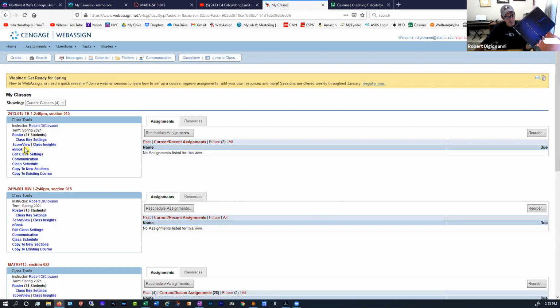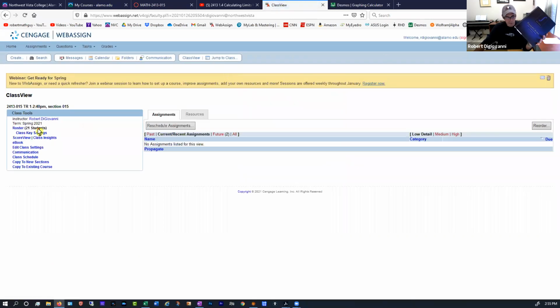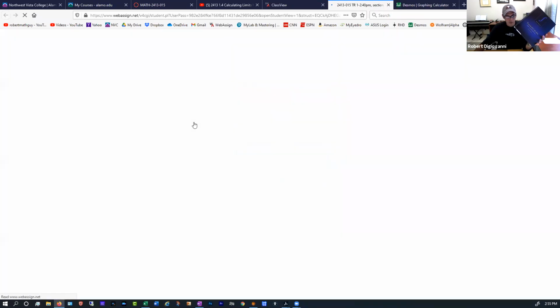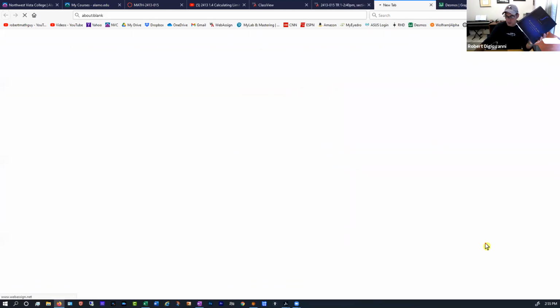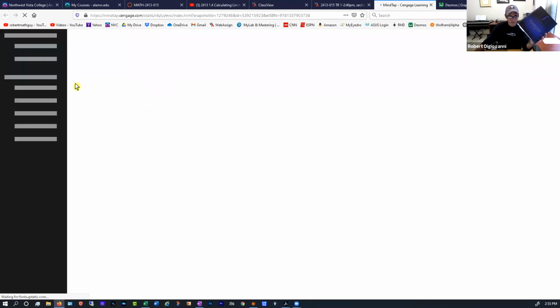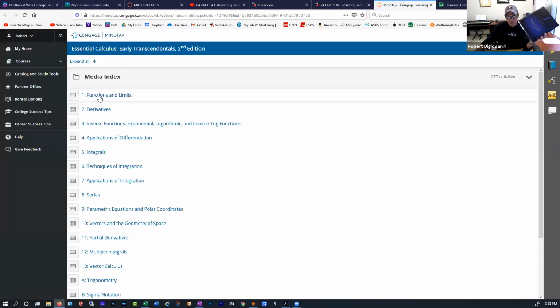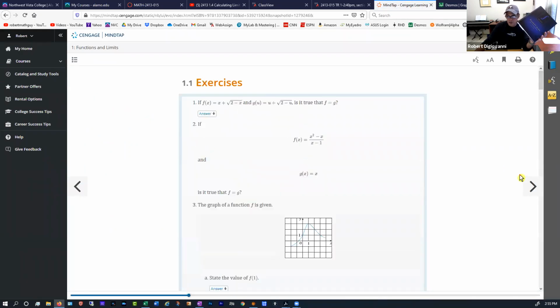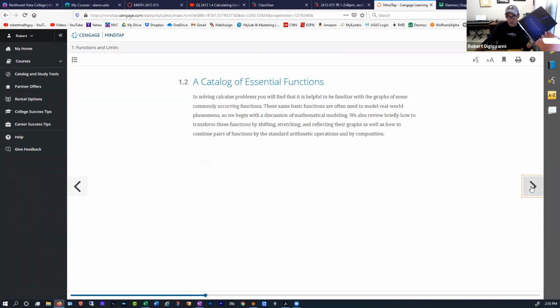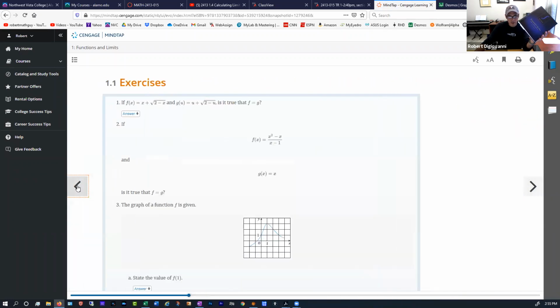So when you go in here as a student, it looks like this. There's no assignments or anything here. All you do is click on the ebook, and you go to whatever section it is to do the homework. And here are the exercises, and you can look at the different pages.